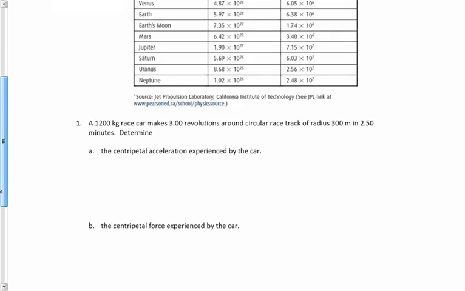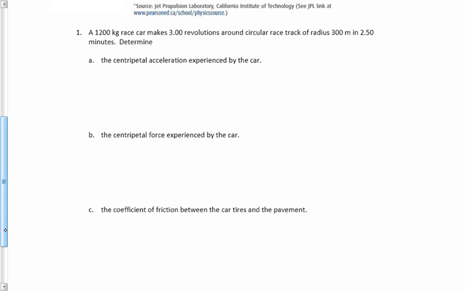Question number 1. It says a 1,200 kilogram race car makes 3 revolutions around a circular racetrack of 300 meters in a time of 2.50 minutes. Determine the centripetal acceleration, the force, and the coefficient of friction between the car tires and the pavement.